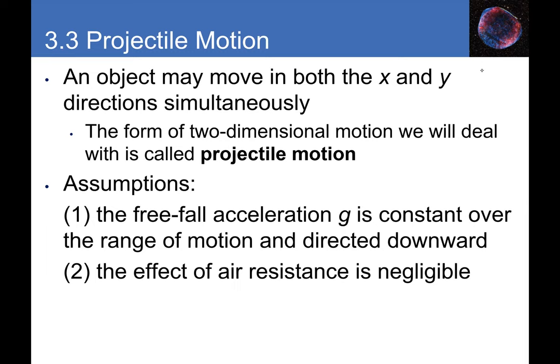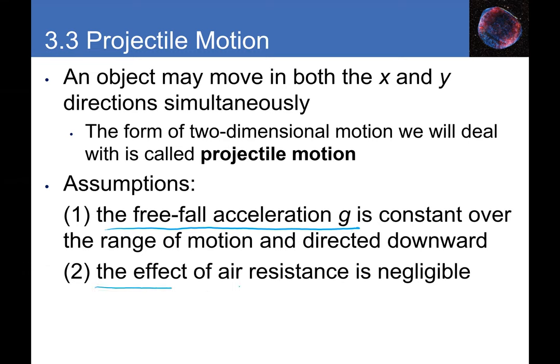Okay, that means if it's a free fall problem, we have to again assume that there's a fixed acceleration. This acceleration, the free fall acceleration, which is g, is constant over the range of the motion and directed downward. That means at any time during our motion, we will assume that acceleration is only going to be in the vertical direction, only going to be negative 9.8 meters per second squared.